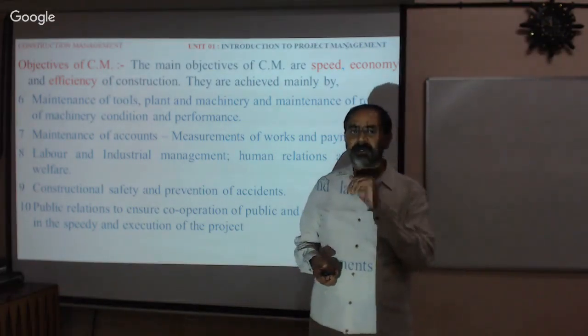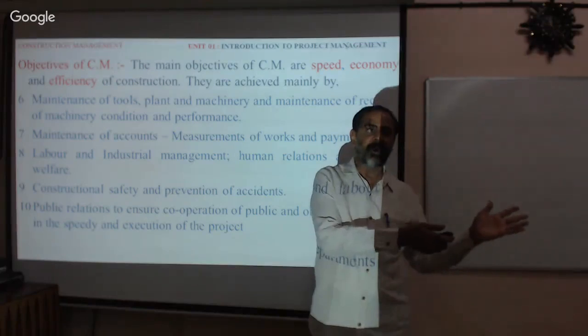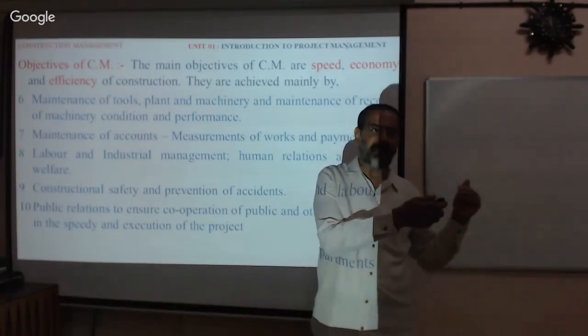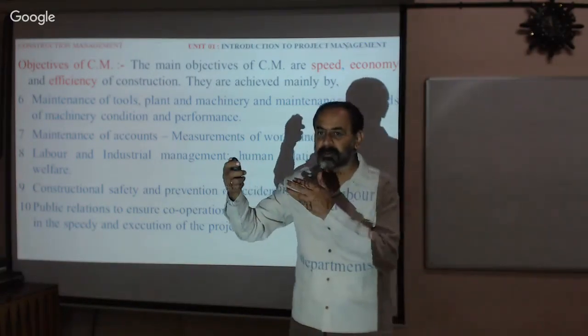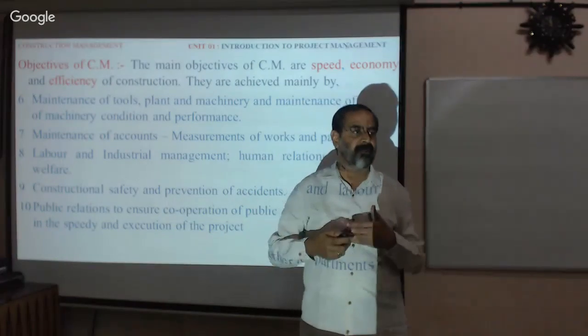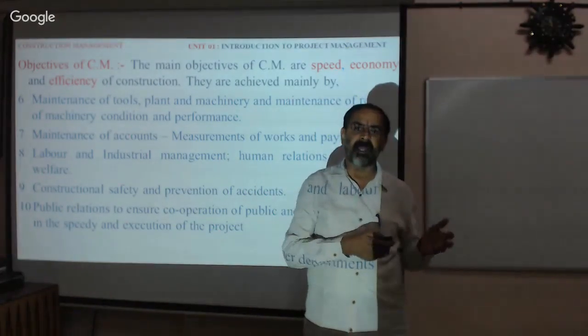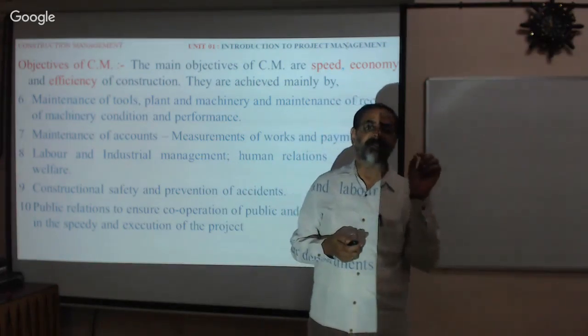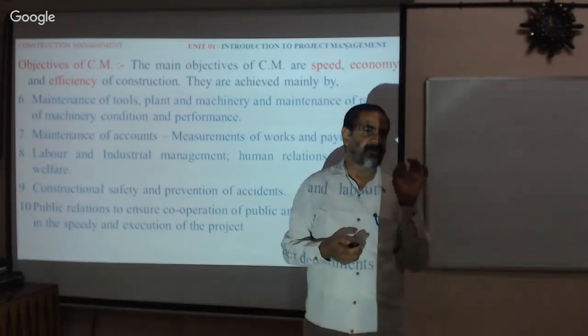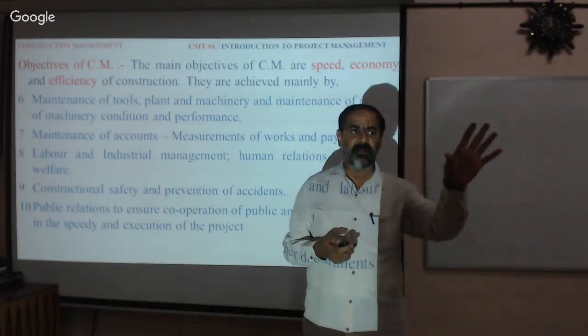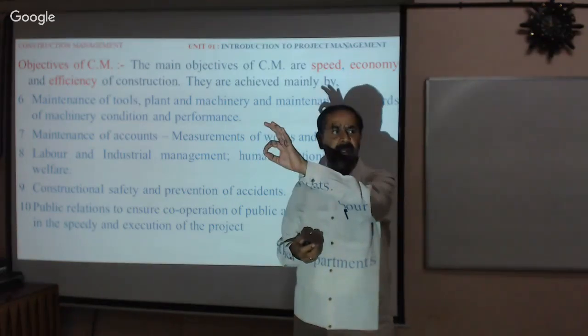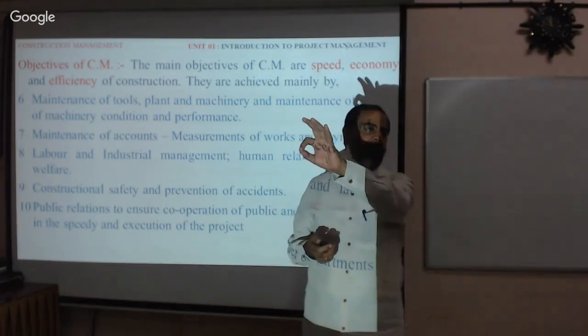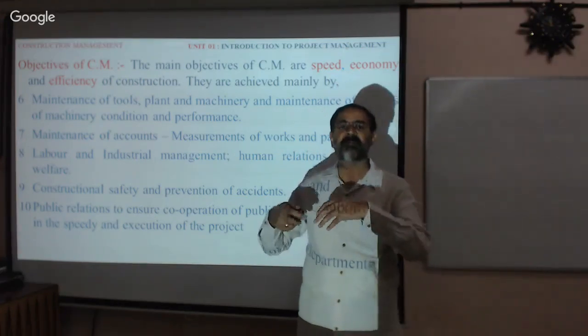So therefore, there is no correlation. In accordance with the estimation only we need to construct the project, and in accordance with the estimation only we have to prepare the bills. But there may be some small deviations. Therefore, estimation is the proposal and the bill is the end product, the final product, to make the payments.